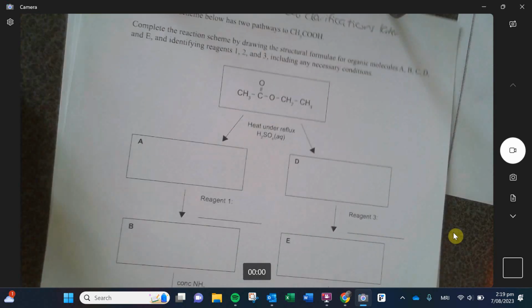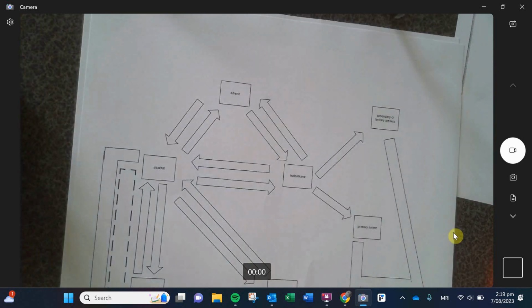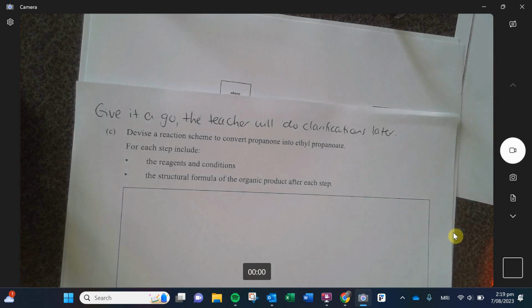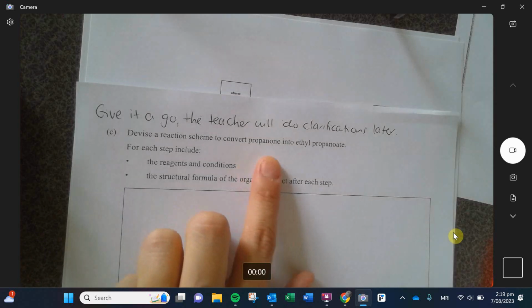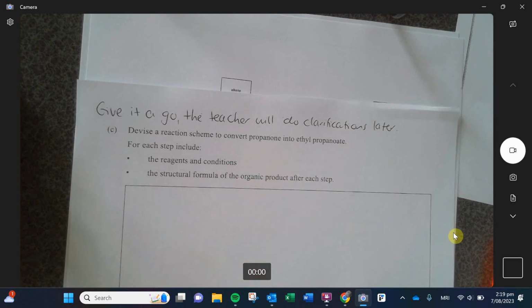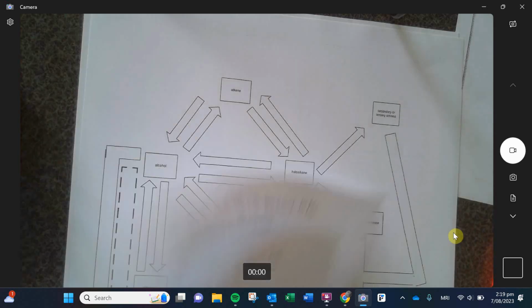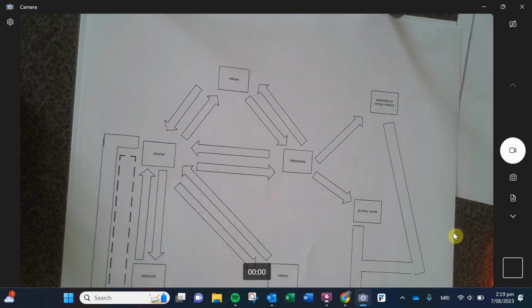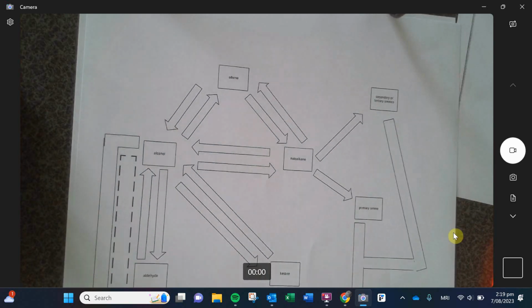The second reason is you're going to get questions like this that ask you to convert from one organic molecule to another. So they want you to convert from propanone, which is our ketone, to ethyl propanoate, which is an ester. So they're like, how do you do that? The way you do that is through these conversion reactions. Okay? So let me walk you through it and the different types of reactions that occur.